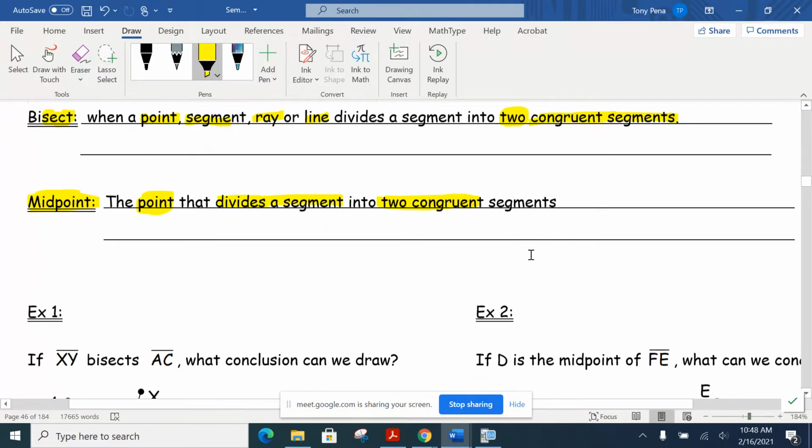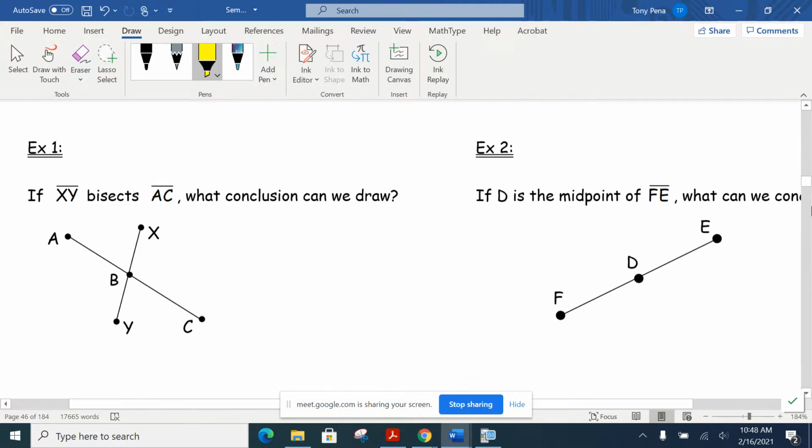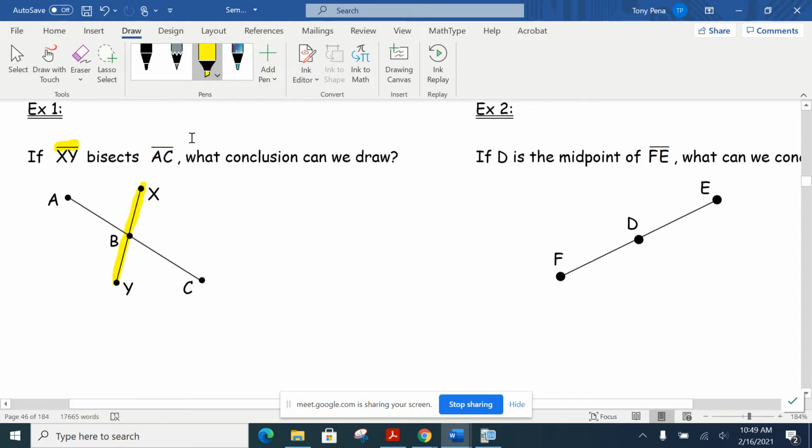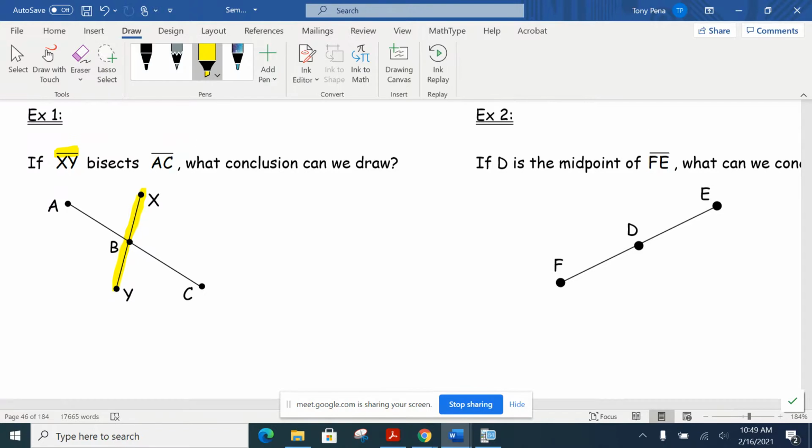So now, using those ideas, come down here to these couple of little examples. You're not solving for x. We're not talking about solving for lengths. What I'm just asking you here is, if segment XY, so remember all these little notations mean something, there are no arrows here, so that's called a segment. So if segment XY bisects AC, what conclusion can we draw? Bisect is the fancy math word. What it means in layman's terms is it cuts in half.